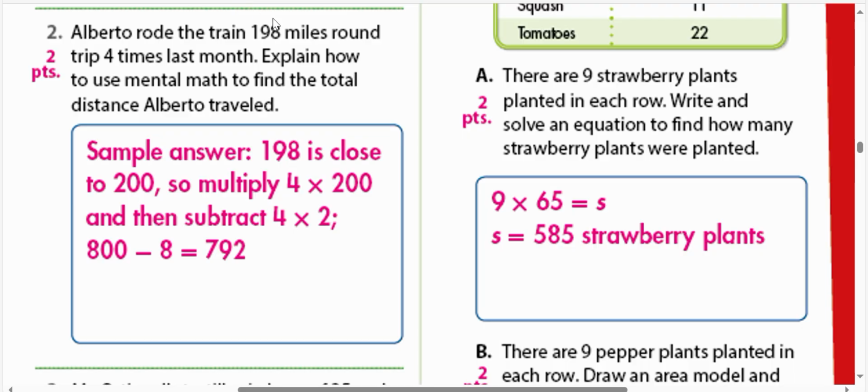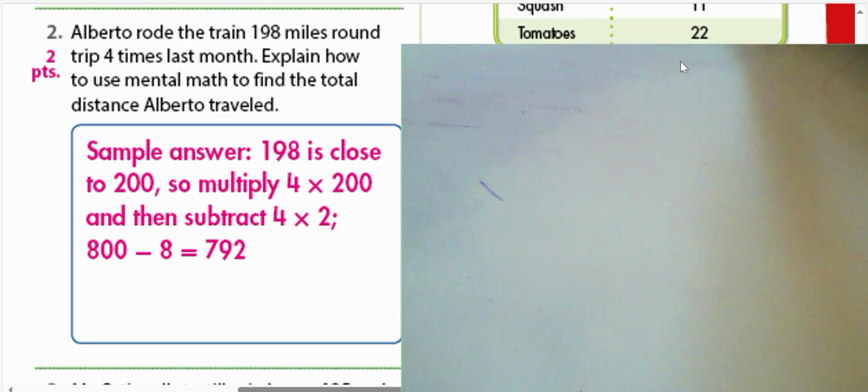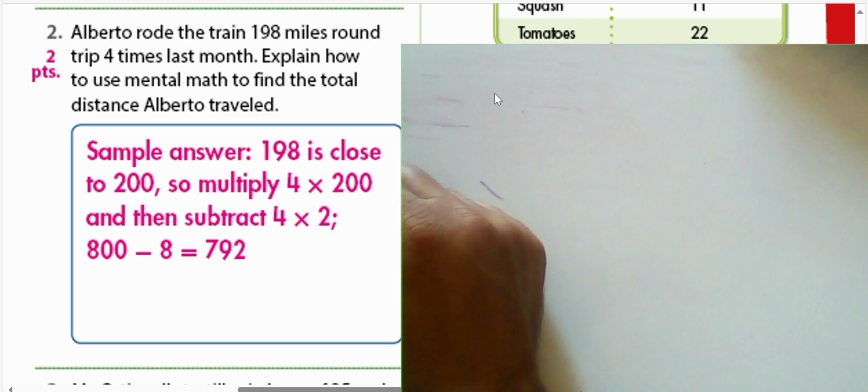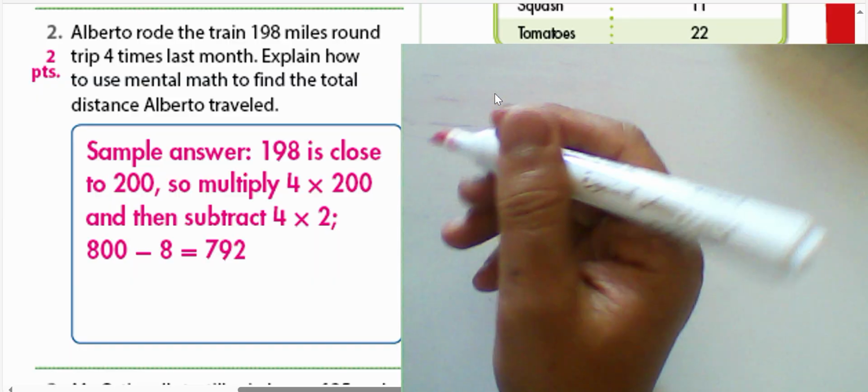Albert took the train 188 miles round trip 4 times last month. Explain how to use estimation to find the total answer. Okay, this number is nearest to what? 200. Then 4 times 200 is nearest to the number, and then we can subtract. Understood? Look here at the steps.